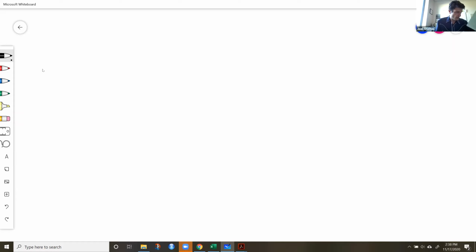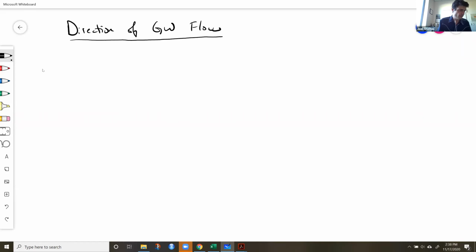Okay, so the first groundwater problem I wanted to do is the direction of groundwater flow. This is kind of a basic problem, and the idea is we've got a well field, or in this case, you need at least 3 wells to triangulate. So here's well 1, well 2, and well 3. And these wells are drilled into the ground.